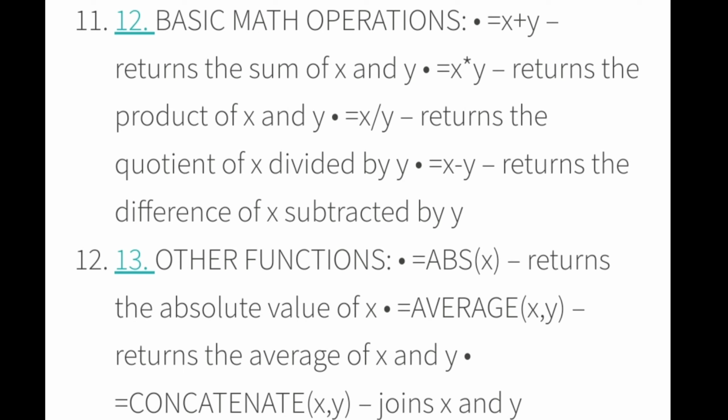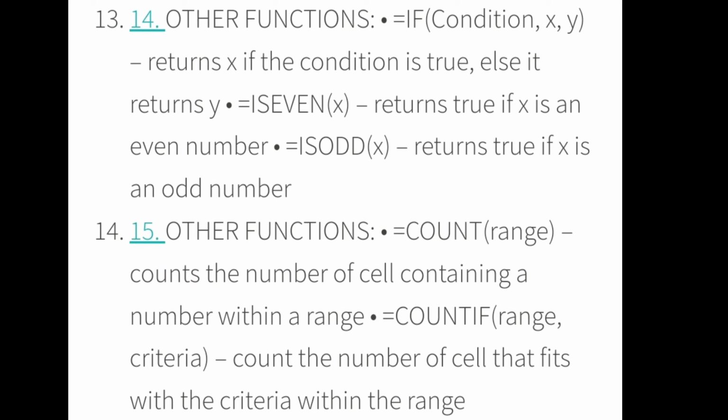Other functions. ABS(x) returns the absolute value of x. AVERAGE(x, y) returns the average of x and y. CONCATENATE(x, y) joins x and y. Other functions: equals IF(condition, x, y) returns x if the condition is true, else it returns y. ISEVEN(x) returns true if x is an even number. ISODD(x) returns true if x is an odd number.